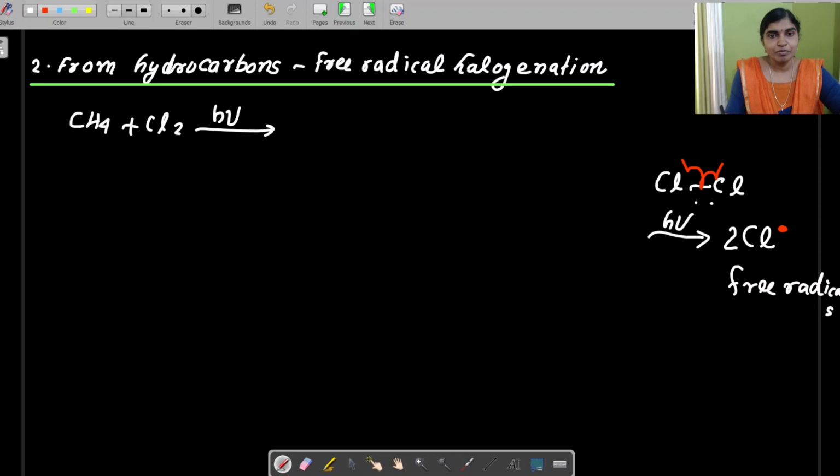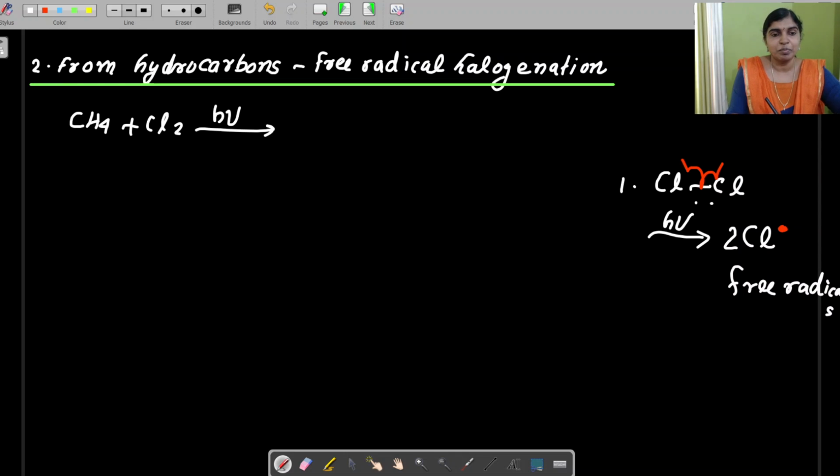And these chlorine free radicals are highly reactive species, and they propagate the substitution in methane. So that is a chain continuation reaction. The first reaction is called initiation, and the second one is chain propagation.